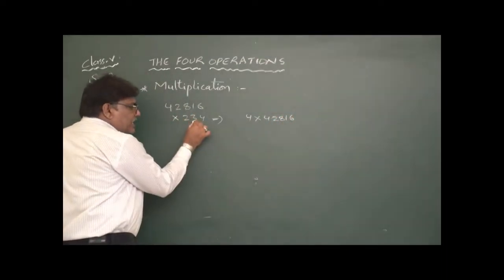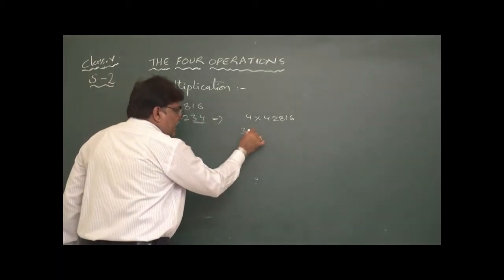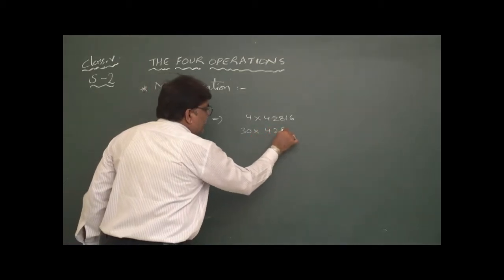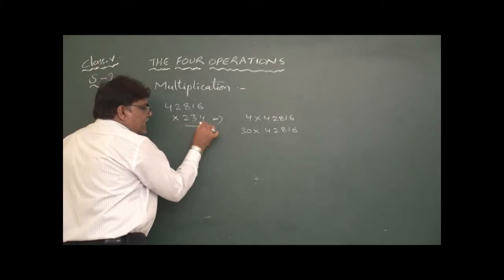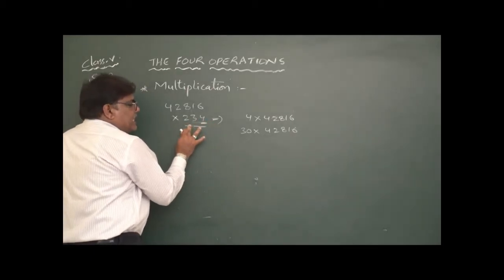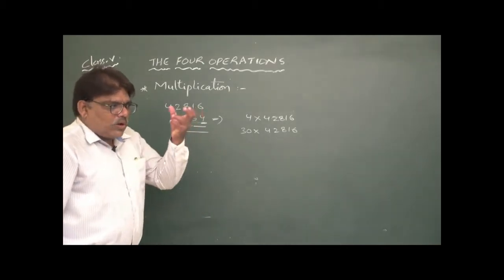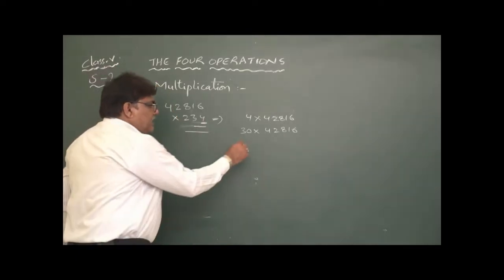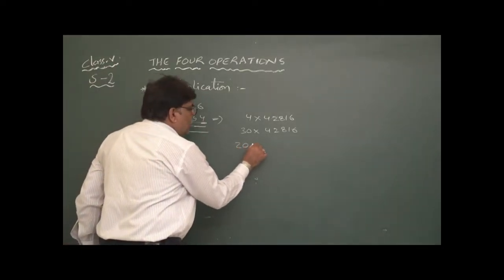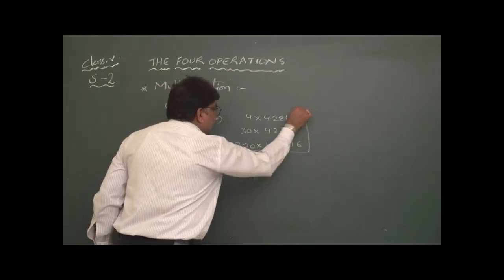and the next one is a 2-digit number. It is not 3, we should take it as 30 into 42816. First time we are taking the ones place, second time tens and ones, and third time hundreds, tens and ones. Like this, 1 digit, 2 digits, 3 digits. Depending on this, we multiply, now 200 into 42816. So like this, writing step by step.